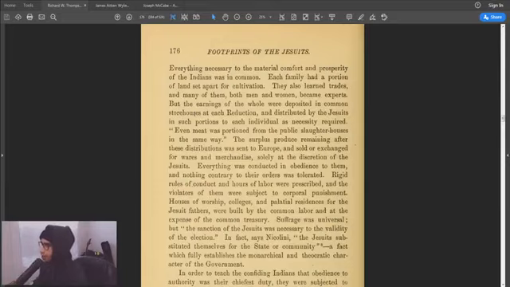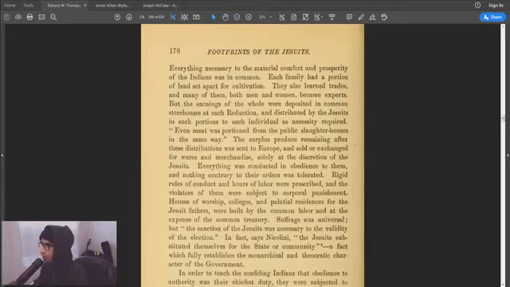Okay? Each family had a portion of land set apart for cultivation. They also learned trades, as many of them, both men and women, became experts. But the earnings of the whole were deposited in common storehouses at each reduction, and distributed by the Jesuits in such portions to each individual as necessity required. Quote, even meat was portioned from the public slaughterhouses in the same way, end quote.